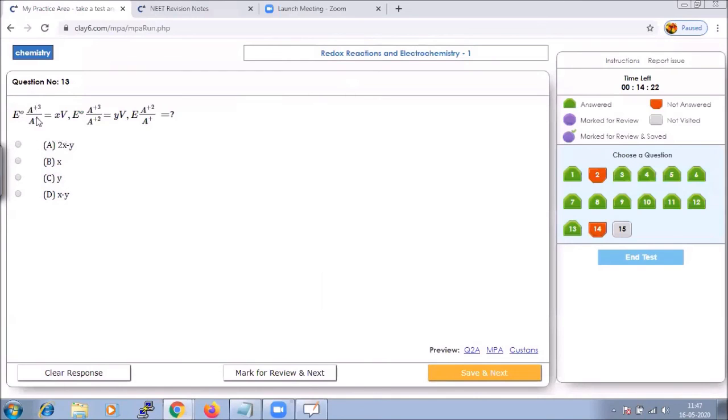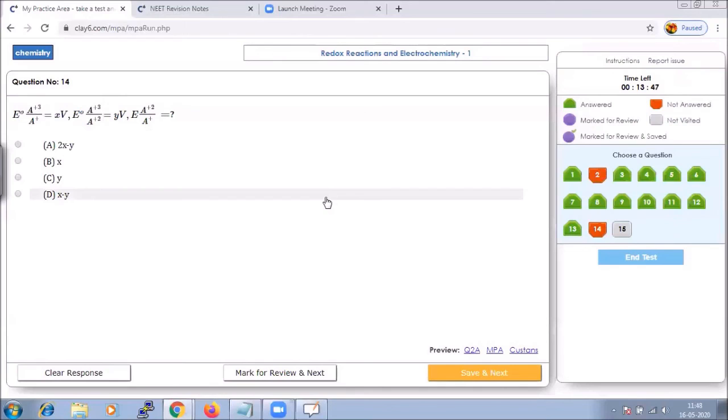For E naught of Al3+ by Al+ is X volt. For E naught of Al3+ by Al, they have given us three different values, that is E naught of this equation, E naught of Al3+. Just notice here it is Al+ and this is Al2+, and we have to calculate for Al2+ by Al+.